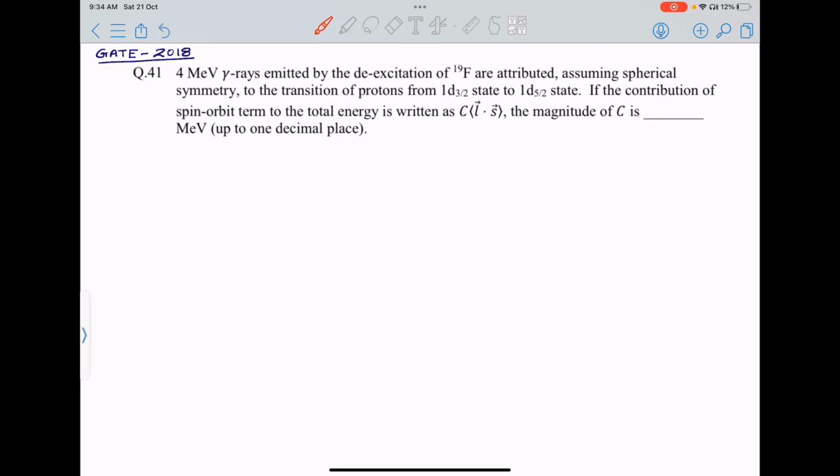Hello, this question is from GATE 2018 and this question is from the domain of nuclear and particle physics. This question is given in the format of numerical answer type, or NAT, question.